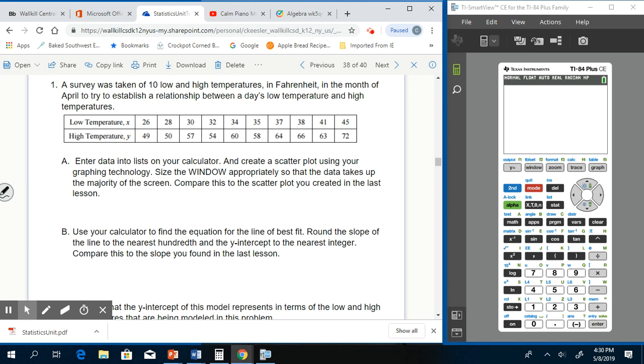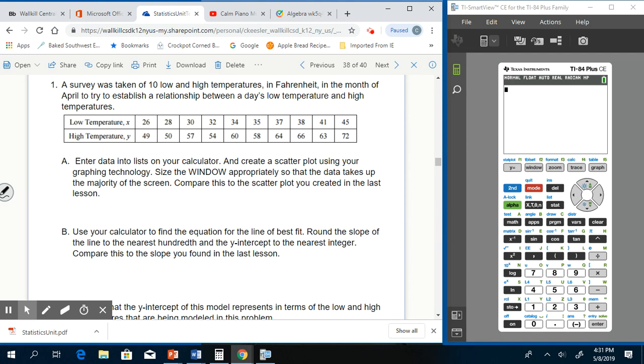So today we're going to be working more with scatter plots, but figuring out ways that we can have our calculator do the majority of the work for us instead of us doing it all like we did manually yesterday. So yesterday when we were working with scatter plots, you guys had to physically graph the scatter plot and then physically calculate the line of best fit. Your calculator can actually do all of that for you.